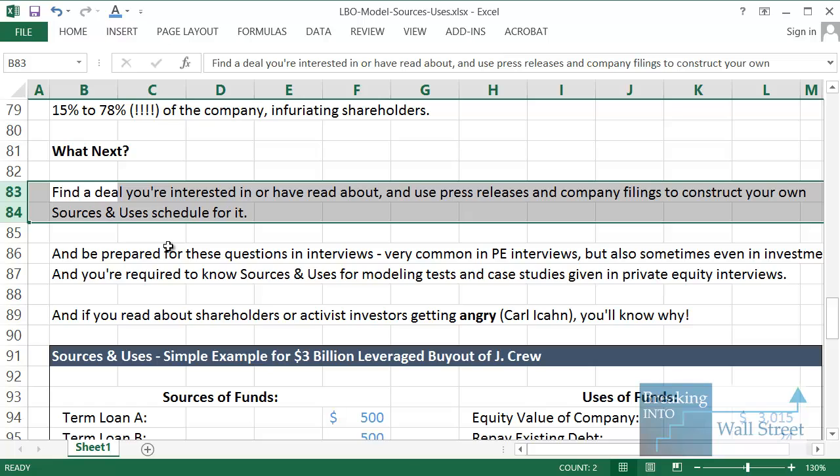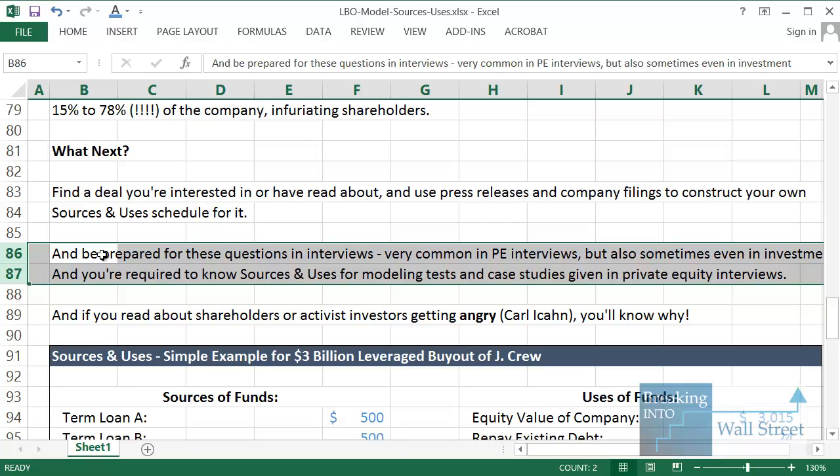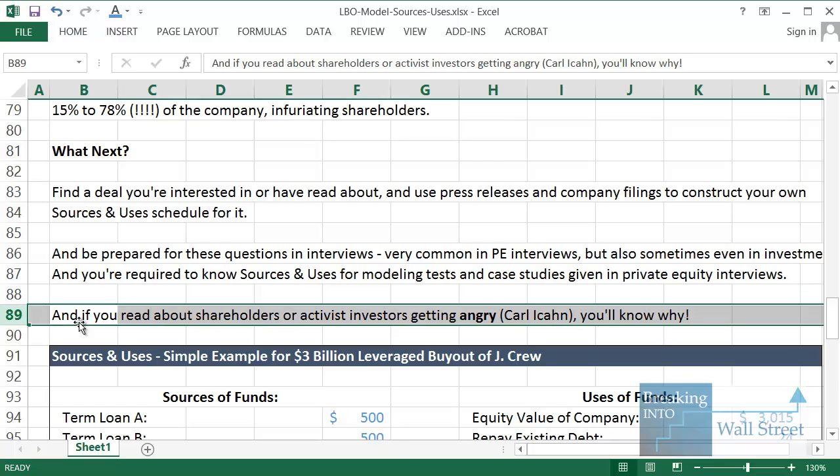Find a deal you're interested in. Find a deal you've read about and use press releases and company filings to construct your own sources and uses schedule. Maybe you won't be able to do it exactly, but you can come up with a rough estimate of it. And then be prepared for these questions in interviews. They're very common in private equity interviews, but sometimes even in investment bank interviews, you're going to have to know about it. And of course, if you get a case study on this, a modeling test, you're definitely going to have to know it for these interviews. And then finally, if you read about shareholders or activist investors getting angry, like the Carl Icahn example, you'll know exactly why.